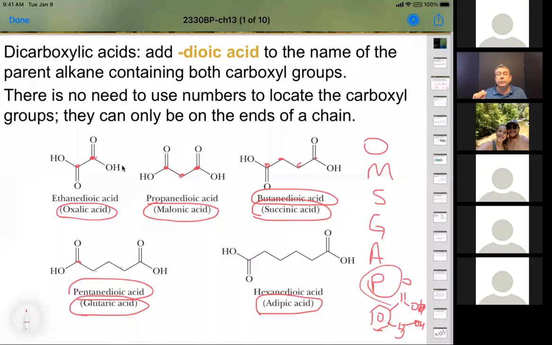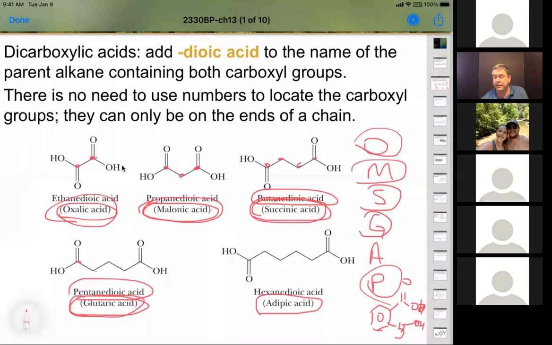Okay. So, yes, I was going to ask, what did those letters stand for one more time? Yeah. O stands for oxalic acid. M stands for malonic acid. S stands for succinic acid. Glutaric acid is the G. Adipic acid is the A. And then P stands for phthalic acid. That's a dicarboxylic acid on a benzene ring. Okay. And yes, these are going to be in the book for chapter 13. But it'll give you a nice mnemonic to remember them by.